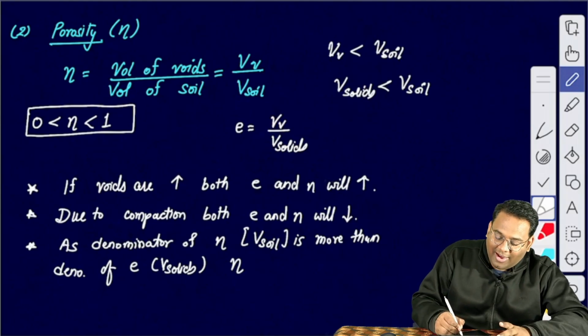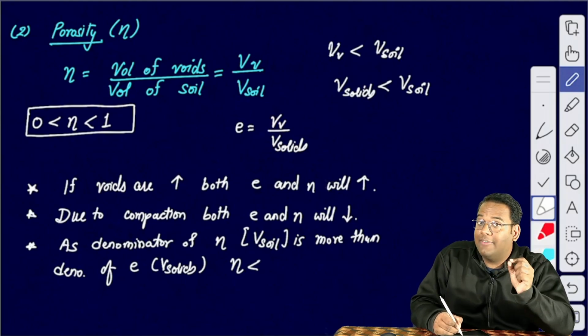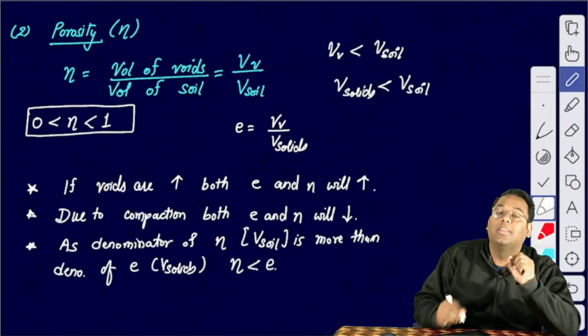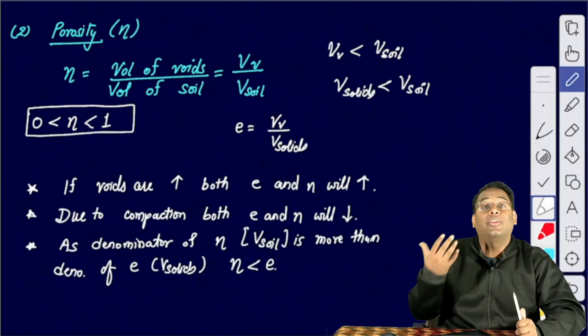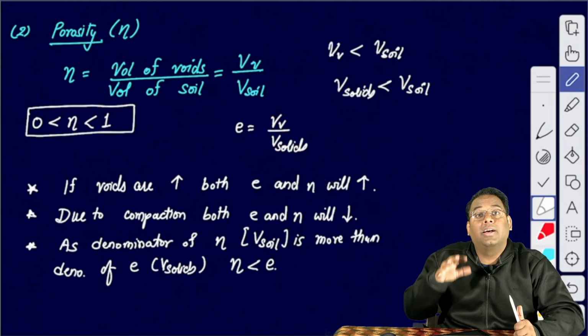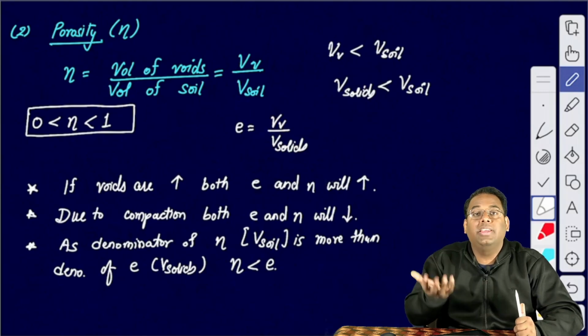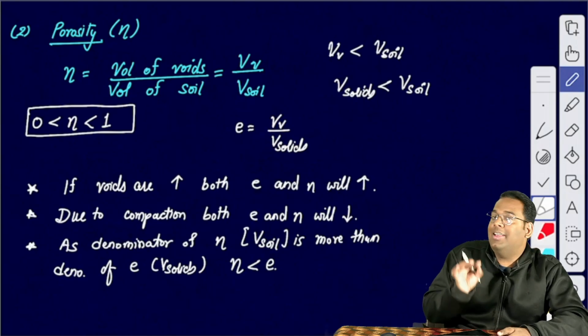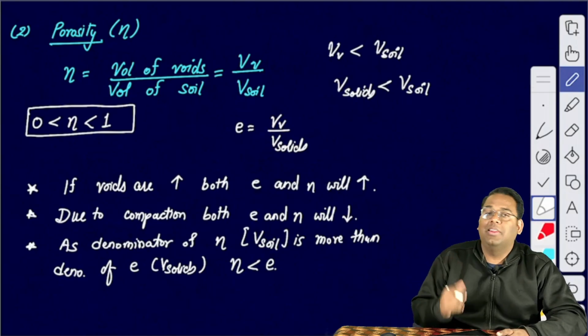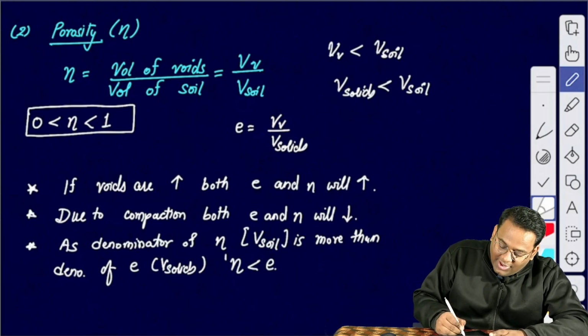So here we can write down that the value of eta will always be lesser than your void ratio. What is the reason? The reason is that the denominator of eta is bigger, whereas the denominator of e, that is void ratio, is always smaller. So that is why the value of eta will always be lesser than the void ratio. So I hope now you understand.